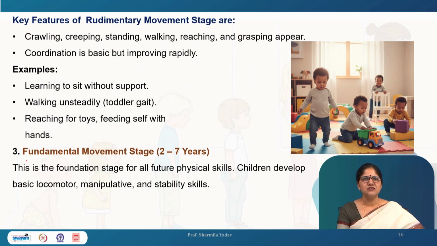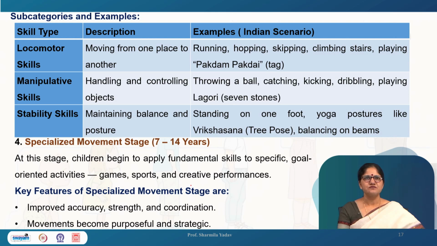And the next stage is the fundamental movement stage, from 2 to 7 years. This is the foundation stage for all future physical skills. Children develop basic locomotor, manipulative and stability skills. Now let's see the categories: locomotor skills, manipulative skills and stability skills. Locomotor skills mean moving from one place to another. Examples are running, hopping, skipping, climbing stairs, playing pakadam pakadai.